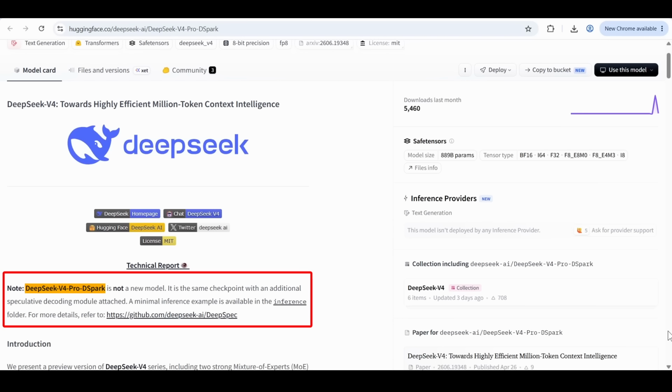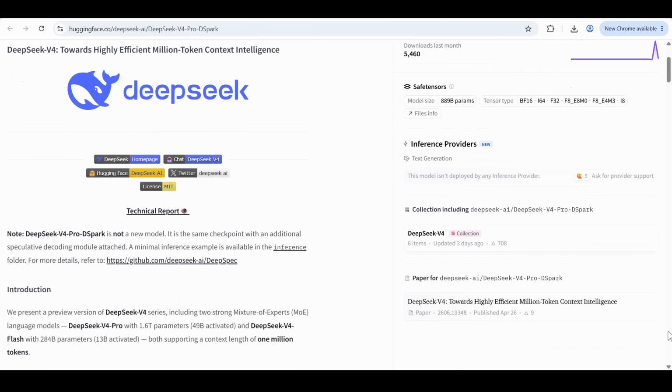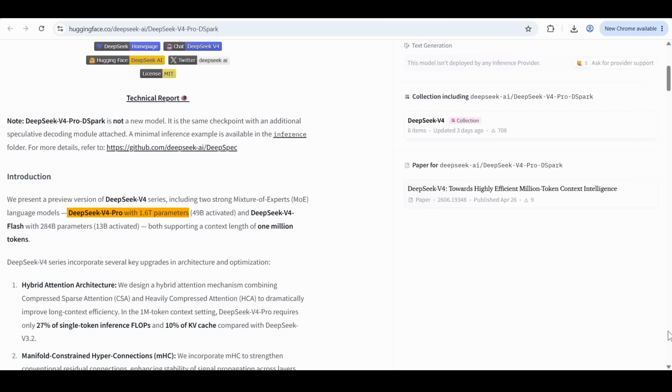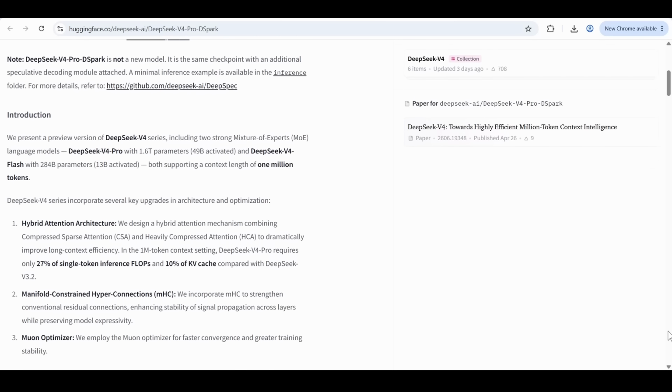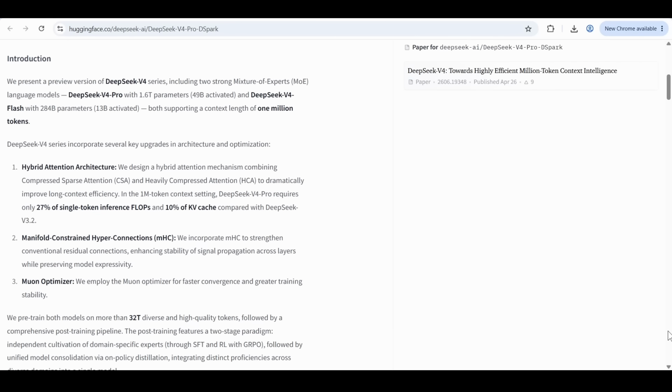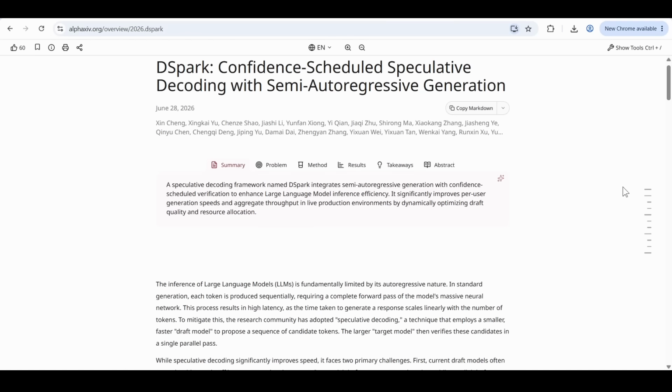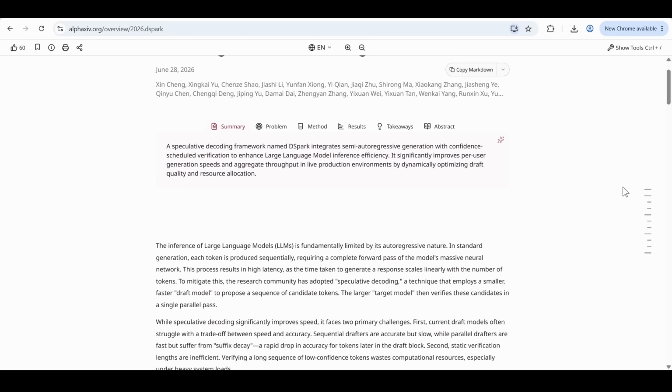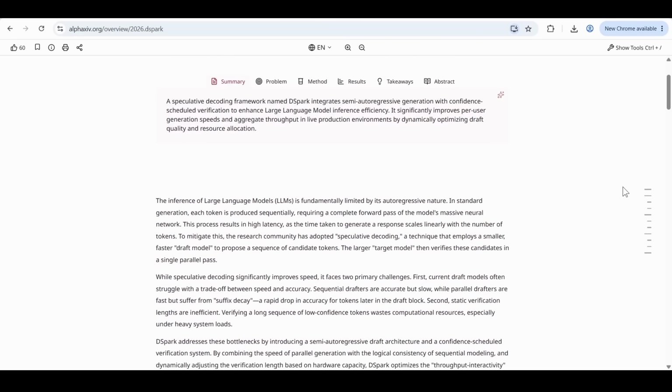The name sounds like a whole new model, right? It's not. The Hugging Face page literally says, and I'm quoting directly here, "DeepSeek V4 Pro DSpark is not a new model. It is the same checkpoint with an additional speculative decoding module attached." So what they did is take DeepSeek V4 Pro, which is already their flagship, a 1.6 trillion parameter mixture of experts model, and they bolted on a smarter inference engine on top of it. That engine is DSpark. The model itself didn't get smarter. The way it generates text just got a whole lot more efficient.